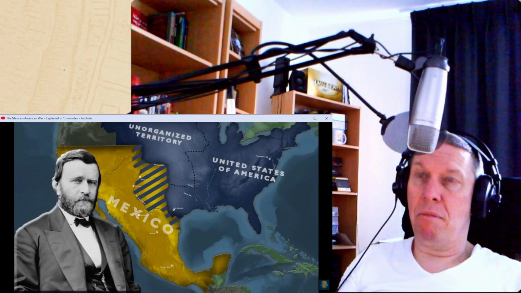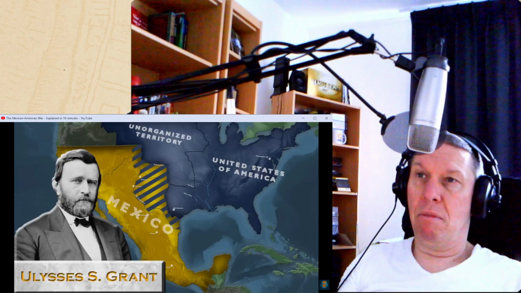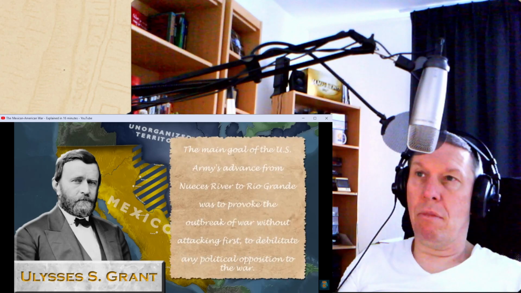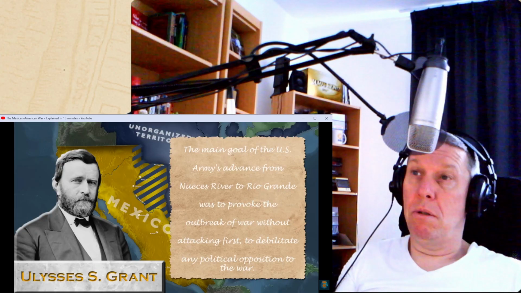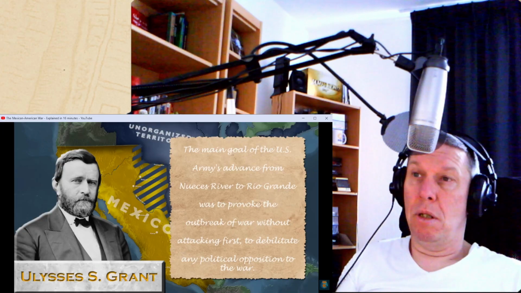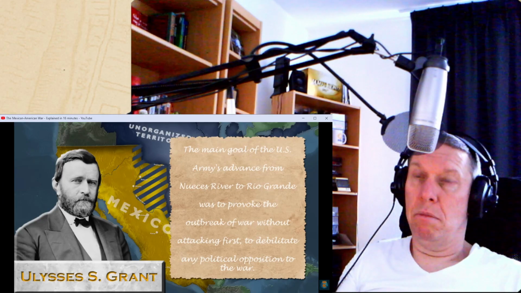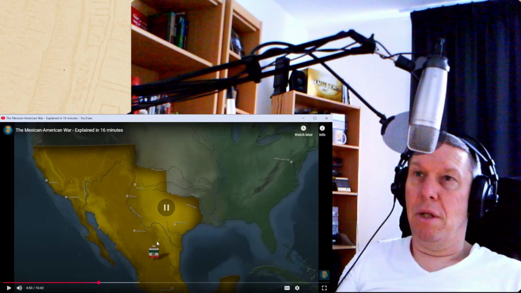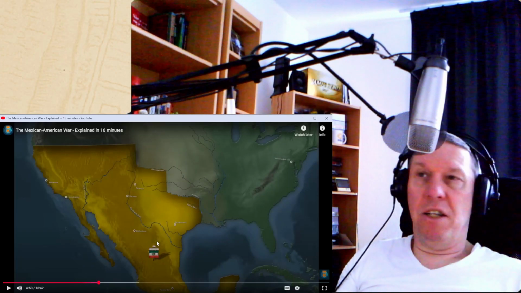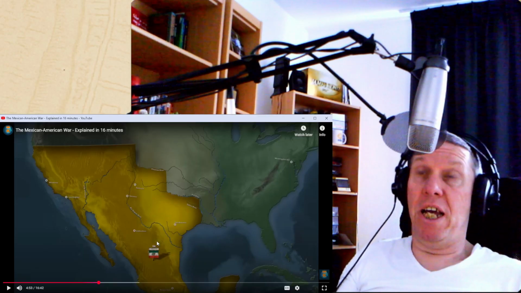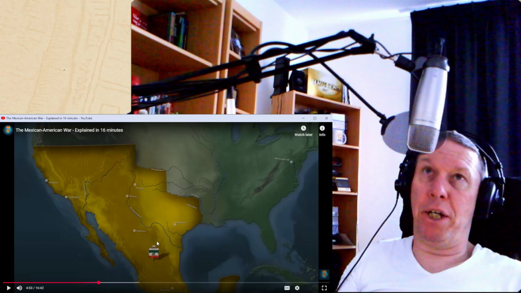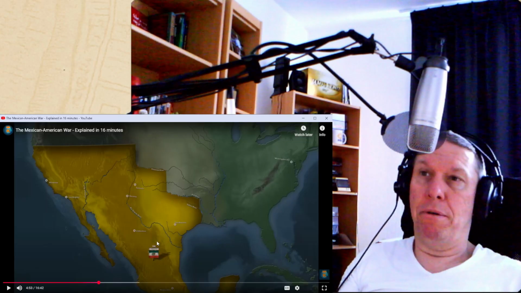Even so, Ulysses S. Grant, who had opposed the war but served as an Army lieutenant in Taylor's army, claims in his personal memoirs that the main goal of the U.S. Army's advance from the Nueces River to the Rio Grande was to provoke the outbreak of war without attacking first, to debilitate any political opposition to the war. They did it to not be the first one who shoots. It's a preemptive strike on a preemptive strike of a war.